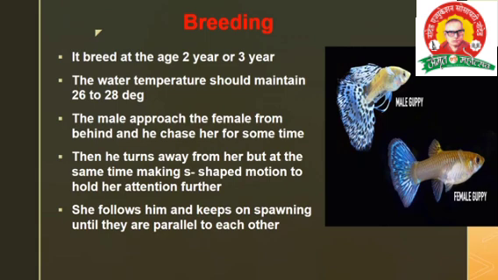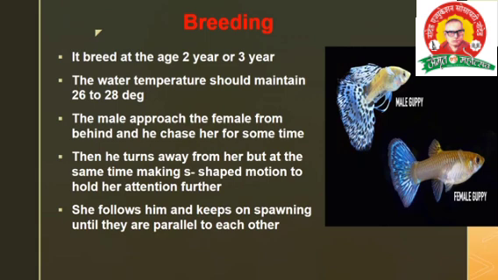Then he turns away from her, but at the same time makes an H-shape, what I mentioned here, H-shaped, to hold her attention further. She follows him and keeps on swimming until they are parallel to each other. When they are parallel, that time breeding takes place.